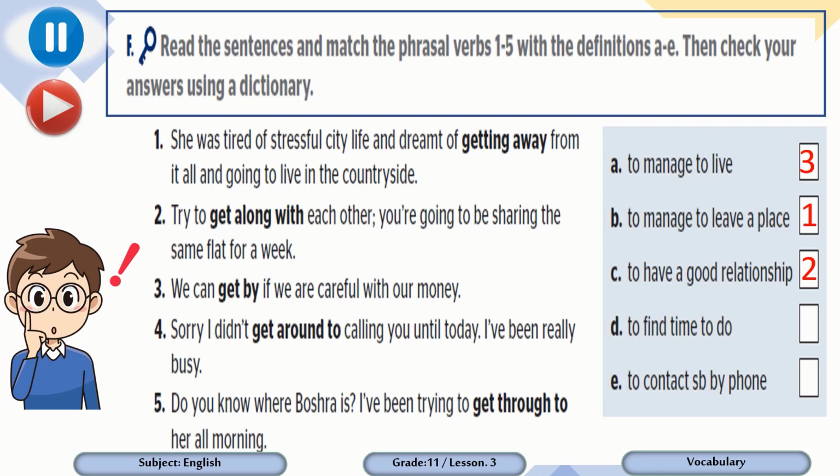Number 4, get around to. Excellent. It means to find time to do something. And the last one, get through to. Excellent. To contact somebody by phone.